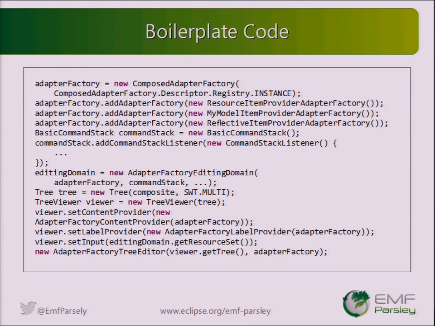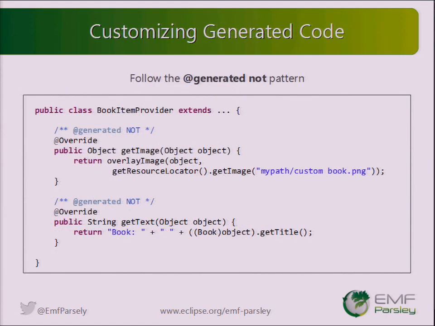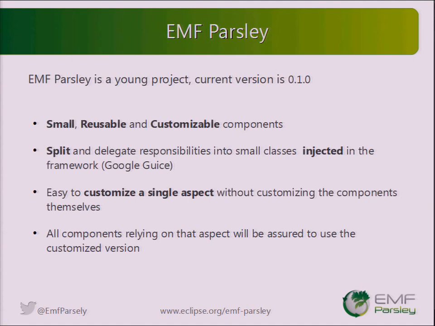So for the first point, what we mean is that we would like to avoid the typical boilerplate code that you need to write to set up a viewer, for instance, with editing capabilities. And we would like to avoid the generated-not pattern, and we want to avoid things like casts and most of all internal details, for instance, on images.